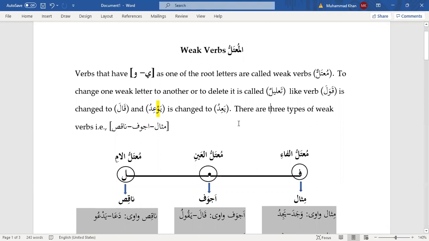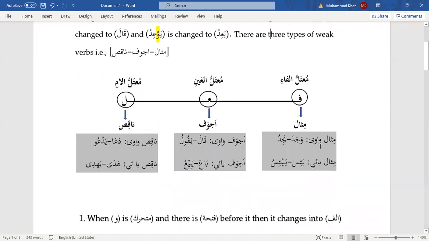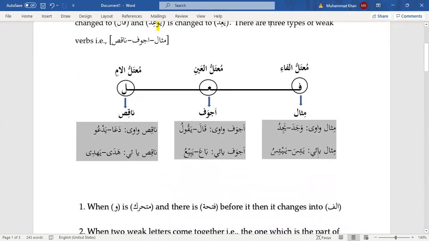We started with the basic three root letters: fa, ain, lam, fa'ala. The first one is called mu'tallul fa, which is mithal. In mithal, we have mithal wawi and mithal ya'i. In mithal wawi, we have discussed verbs like wajada, yajidu, wa'ada, ya'idu. Most of the verbs come on the pattern of daraba, yadribu. Mithal ya'i we haven't discussed yet.